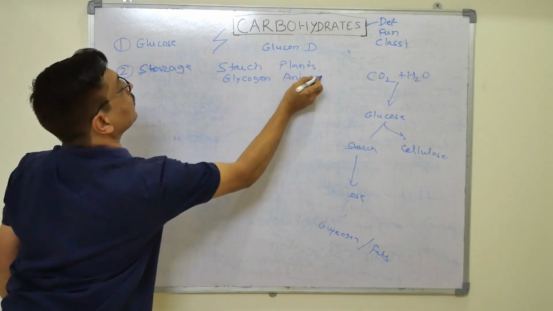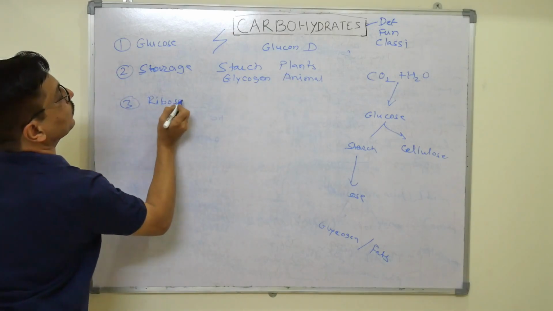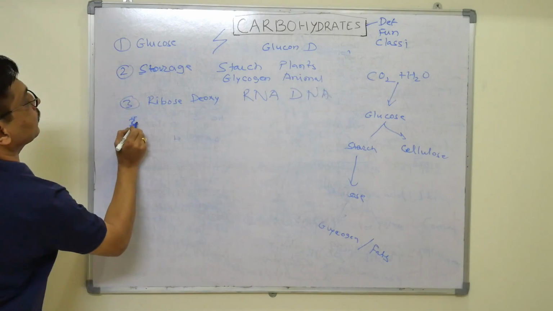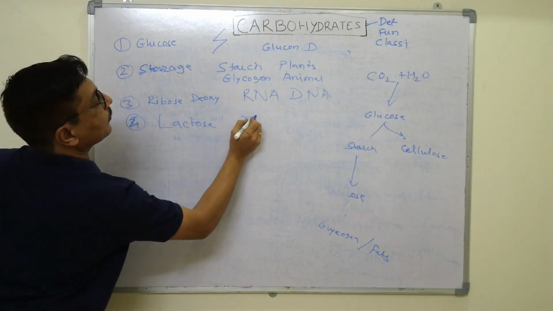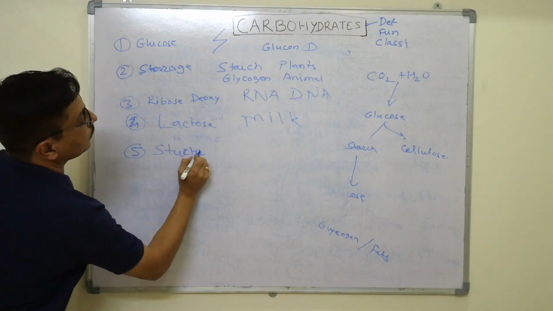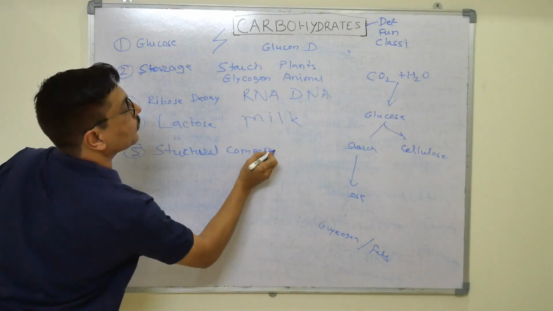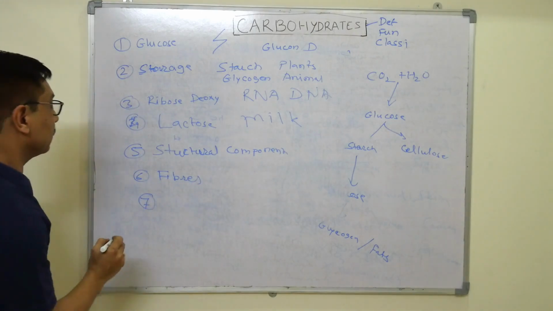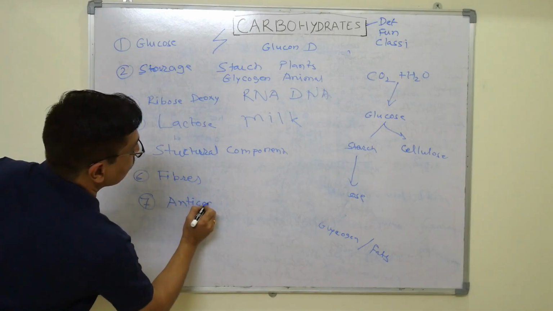Pentoses like ribose and deoxyribose are constituents of nucleotides and nucleic acid. Lactose is the milk nutrient of young mammals. Dermatan sulfate, keratan sulfate and chondroitin sulfate are structural components of the cell membrane. Cellulose and pectin serve as dietary fibers. Heparin acts as an anticoagulant.